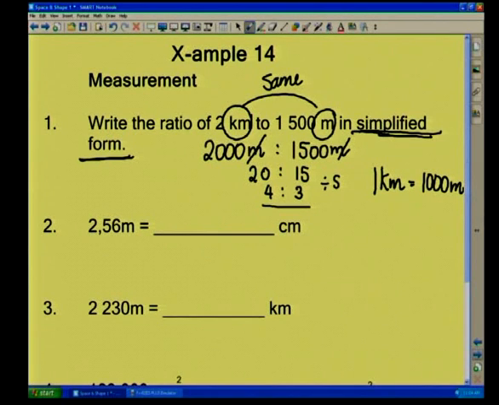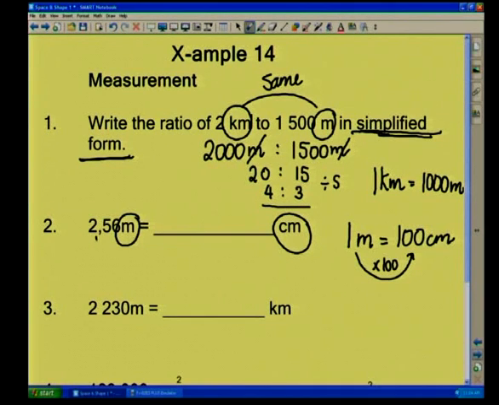Right, the next question, we need to change from meters to centimeters. I always like to write down the information that I know. 1 meter is equal to 100 centimeters. And therefore, if I'm going from meters to centimeters, I'm timesing by 100. So I need to take my answer and I need to times it by 100. And 2.56 times by 100 will give me an answer of 256. So 2.56 meters is equal to 256 centimeters.